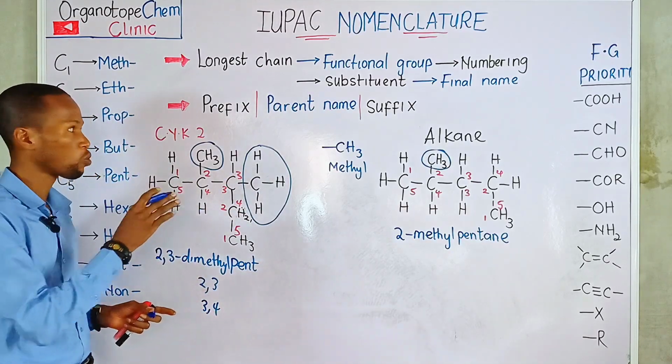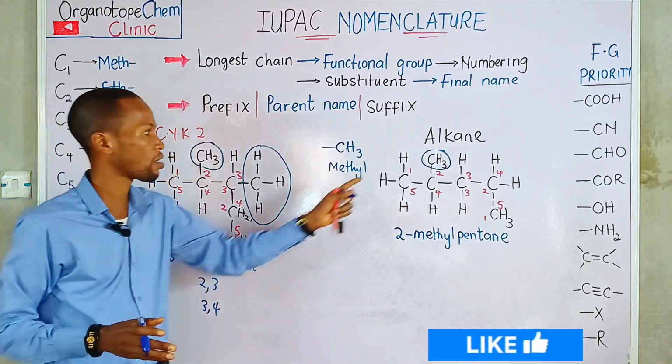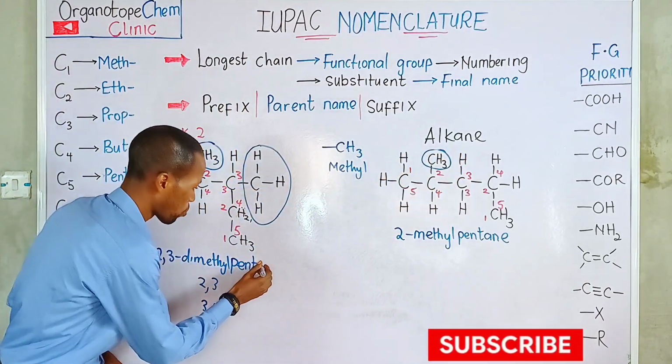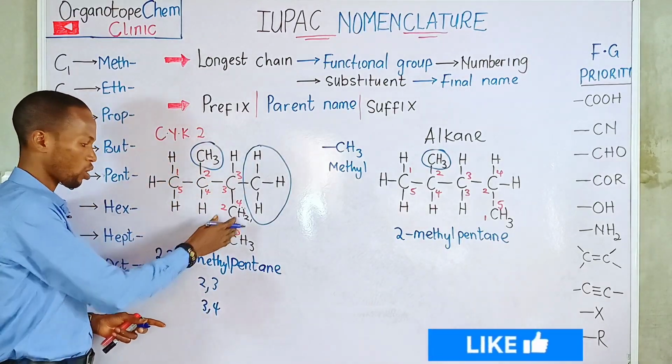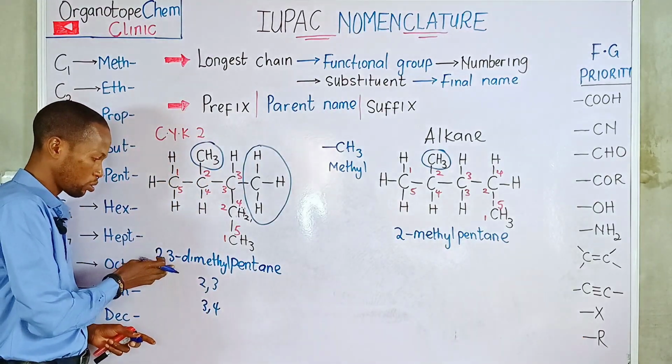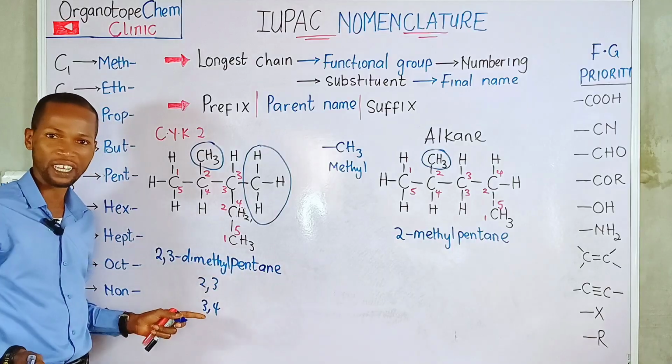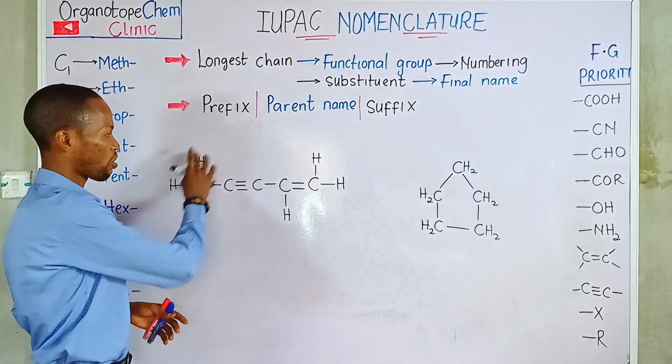And it can be seen that the compound has single bonds all through. So it belongs to which homologous series? We have the alkane. So we have the suffix name "ane". What is the IUPAC name of this compound? That is 2,3-dimethylpentane. Make sense?